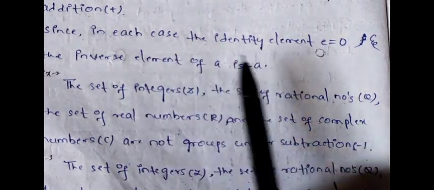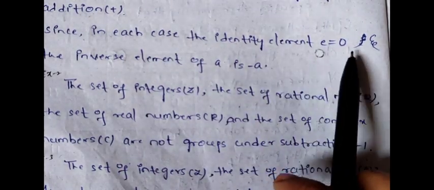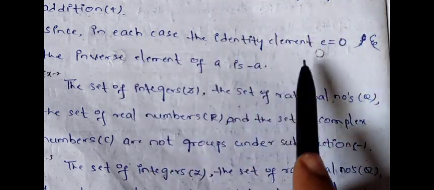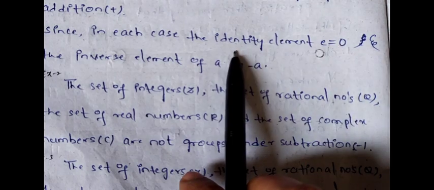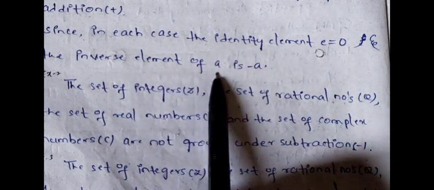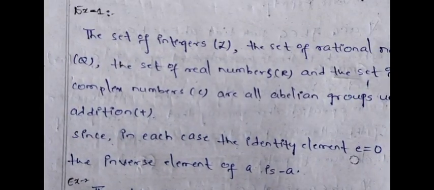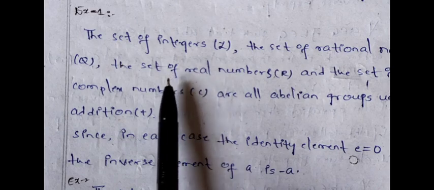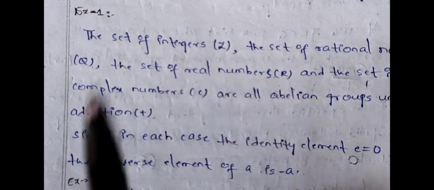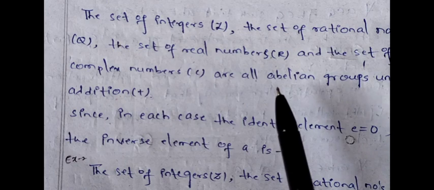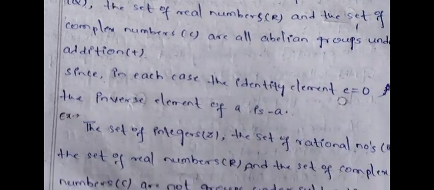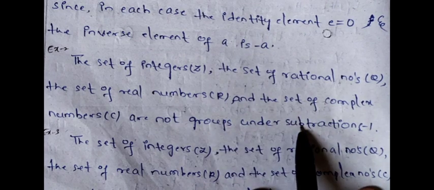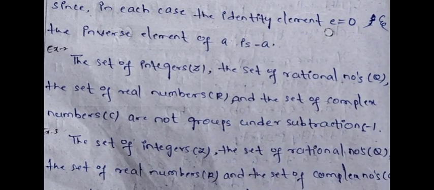In each case, what is the identity element? E is 0, because when you add 0 to any element, the same element comes. So 0 is the identity element under addition. In the same way, the inverse element of A is minus A. In all these sets, for every element there exists its negative, in integers, rational numbers, reals and complex numbers. That's why these are all groups and all abelian under addition. But under multiplication they are not groups.